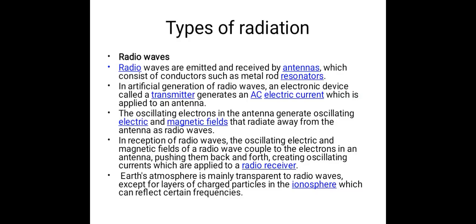Types of radiation. First one is the radio waves. Radio waves are emitted and received by antennas, which consist of conductors such as metal rod resonators.